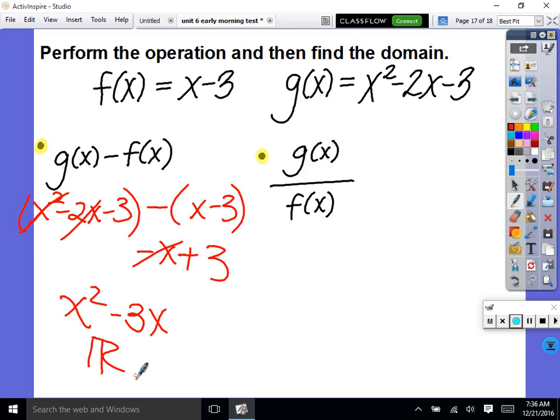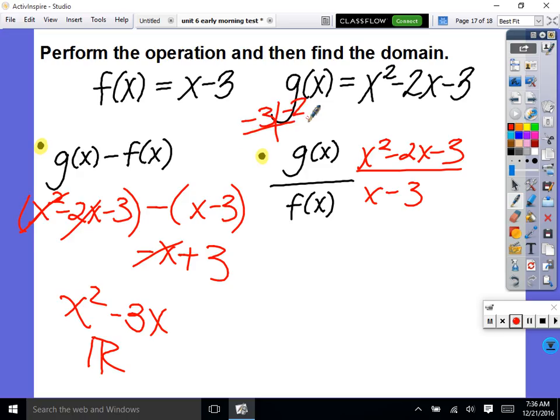Okay, next one, g divided by f. So g is on top. X squared minus 2x minus 3. F is x minus 3. That's my answer, but does my answer simplify? So factor the top. What multiplies to be -3 adds up to be -2. 1 times 3, -3, right? The top factors to be x plus 1 and x minus 3. And on bottom we have x minus 3.